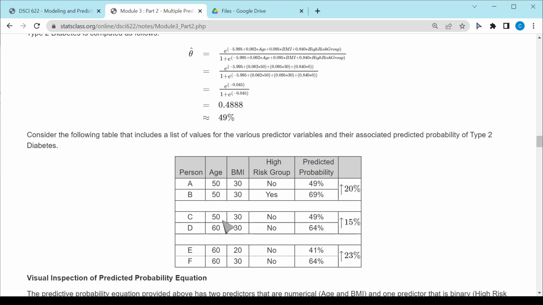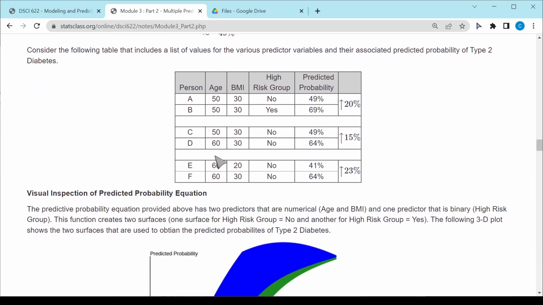How about the comparison between C and D here? What did I change here? It looks like I changed the age. So woman C is 50 years old, BMI 30, not in the high-risk group. Woman D here is a 60-year-old, has the same BMI, not in the high-risk group. Predicted probability goes from 49% up to 64%. So there's about a 15% increase there when I increase the age by 10 units, or 10 years here.